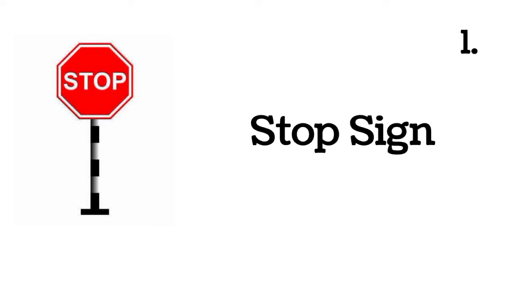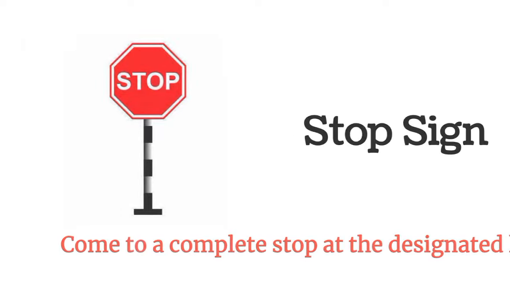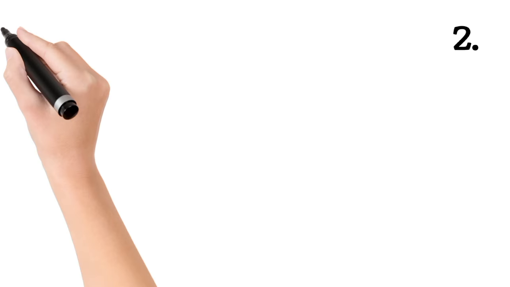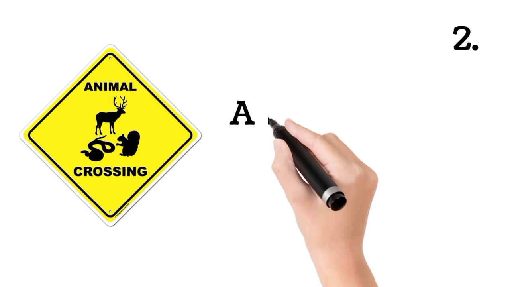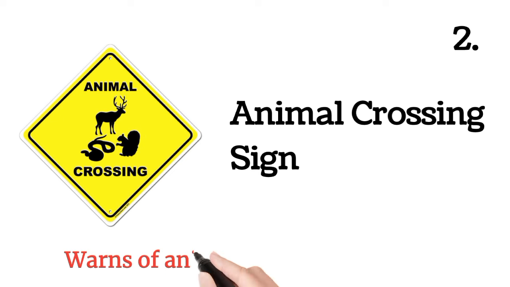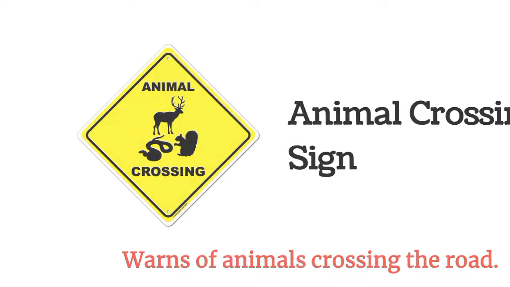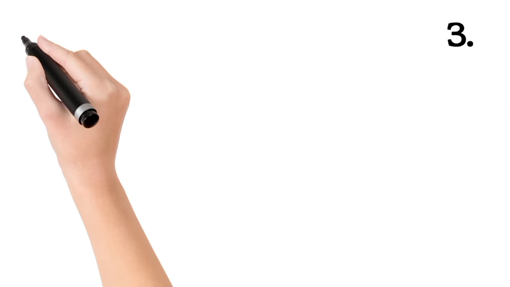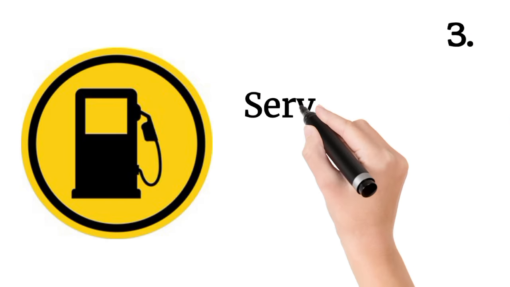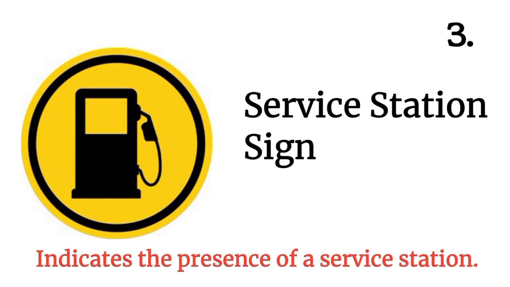Stop sign. Come to a complete stop at the designated line. Animal crossing sign. Warns of animals crossing the road. Service station sign. Indicates the presence of a service station.